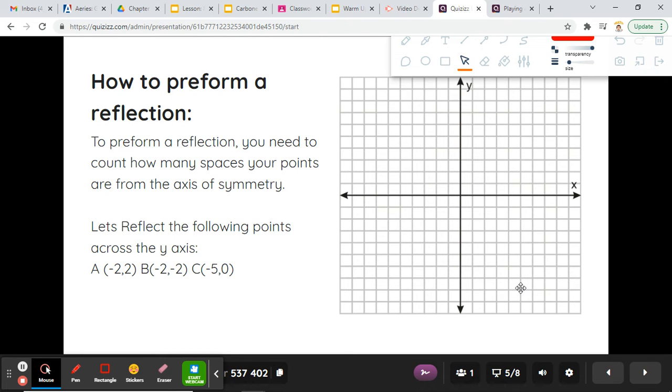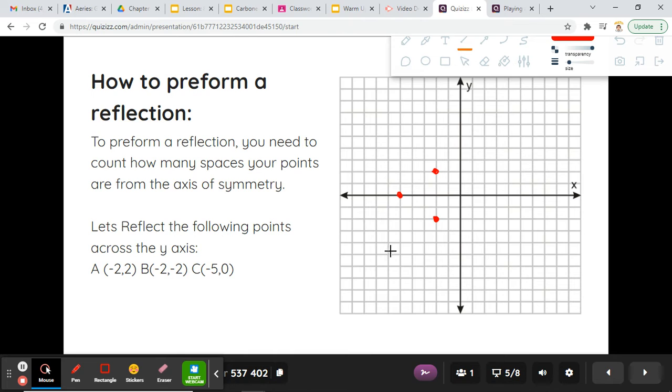Okay, so how do we perform a reflection? To perform a reflection, you need to count how many spaces your points are from the axis of symmetry. So let's start off by graphing some points. Let's graph the point A, which is at negative 2, 2. So I need to go to the left 1, 2 and up 1, 2. The point B, which is negative 2, negative 2. So to the left 2 and down 2. And the point C, which is negative 5, 0. So to the left 1, 2, 3, 4, 5, and then up or down 0.